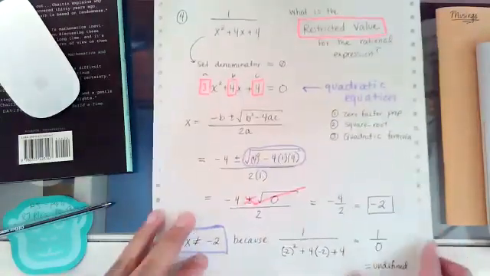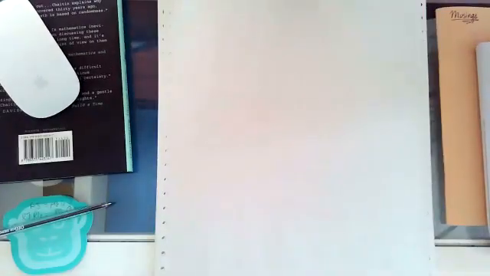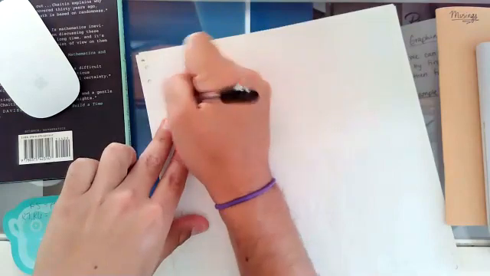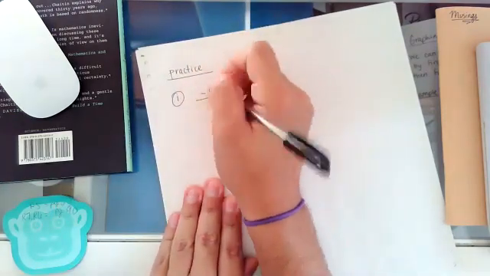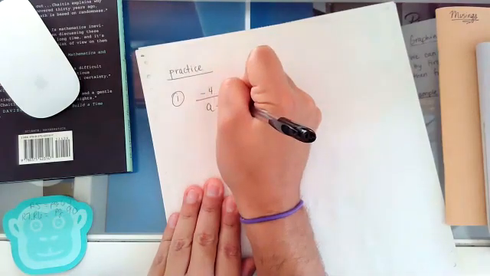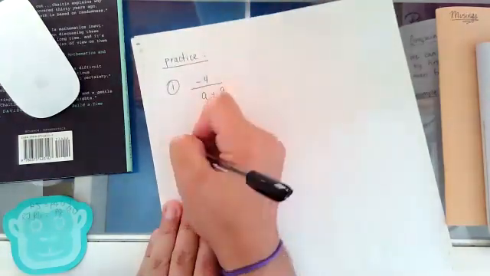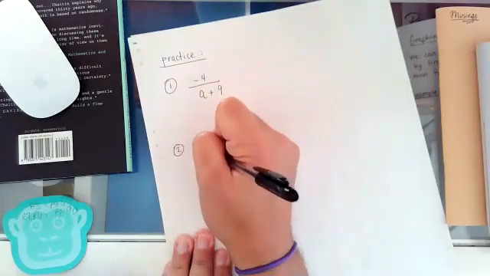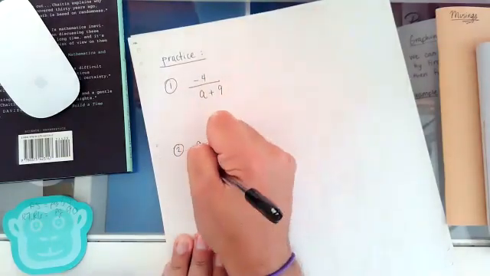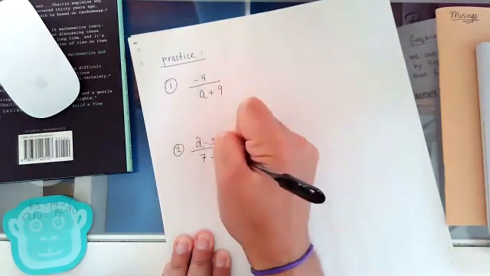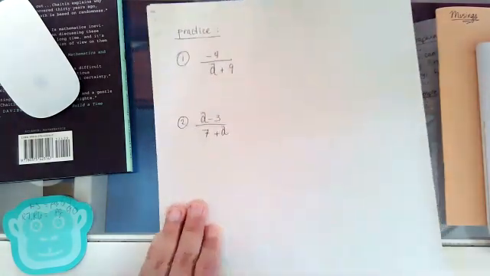Okay, so let me give you guys a set of problems that I want you to work through. And I'll throw you into breakout rooms for this practice. -4 over a plus... That's a 9. I'm going to make my a's look like this, just so we don't confuse them for 9s.